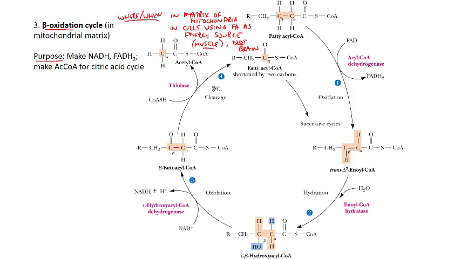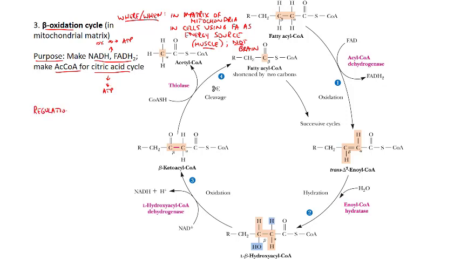The purpose is to make NADH and FADH2, which can then be oxidized to give us ATP, and also to make acetyl coenzyme A, which is then fed into the citric acid cycle, and once again oxidized to give us ATP. So that's the purpose of the beta oxidation cycle.